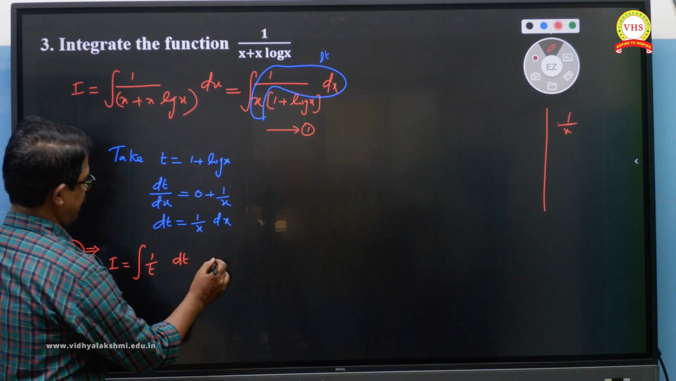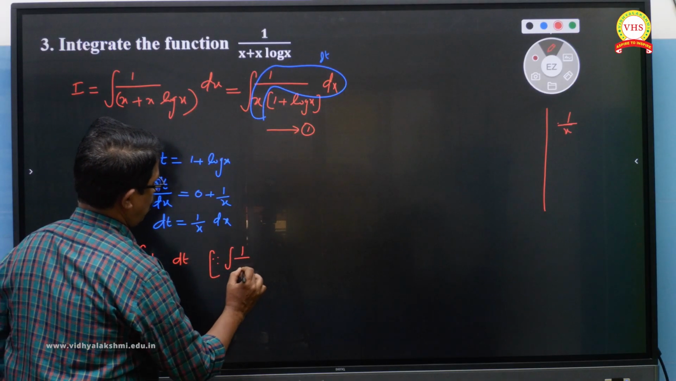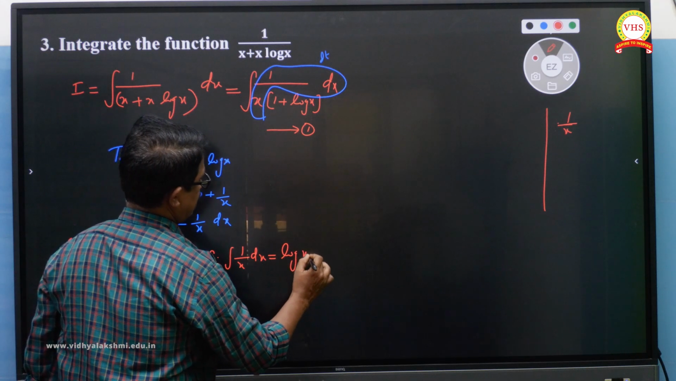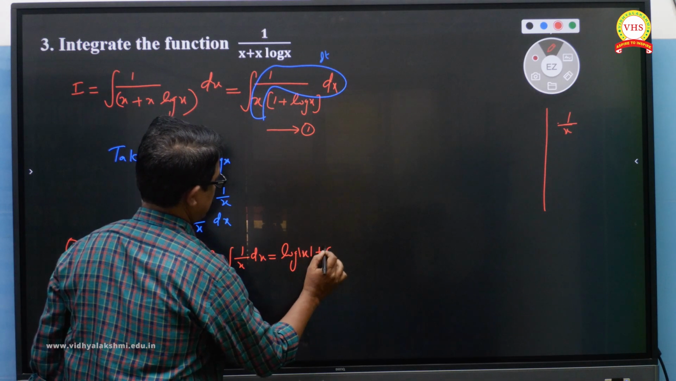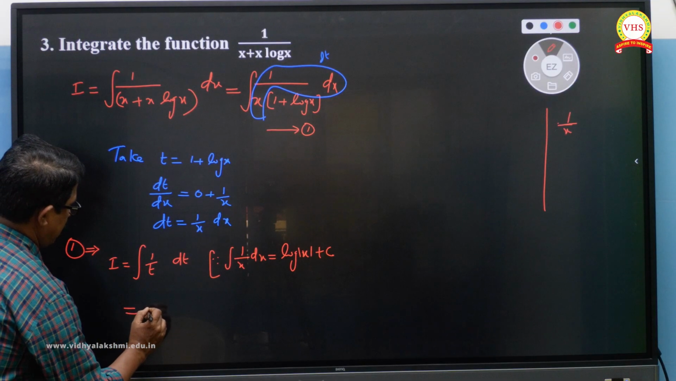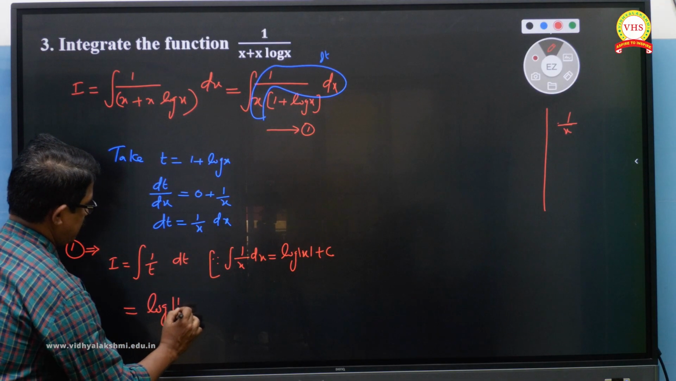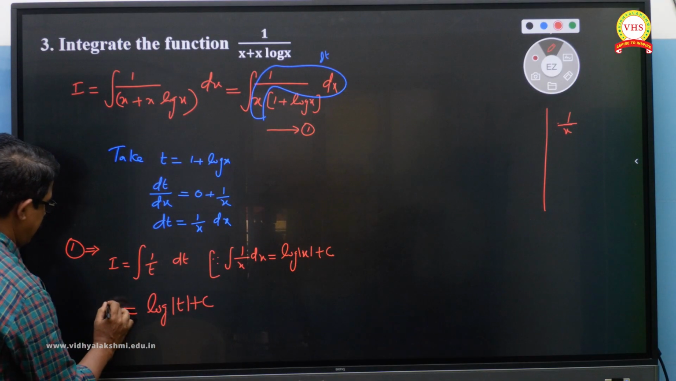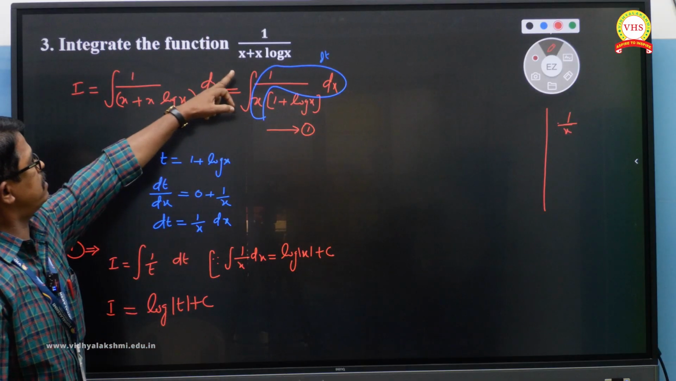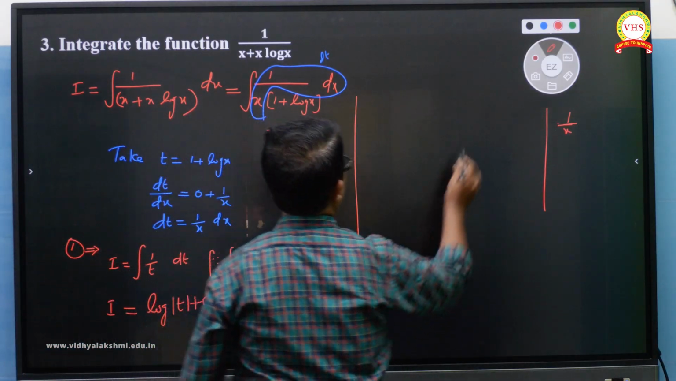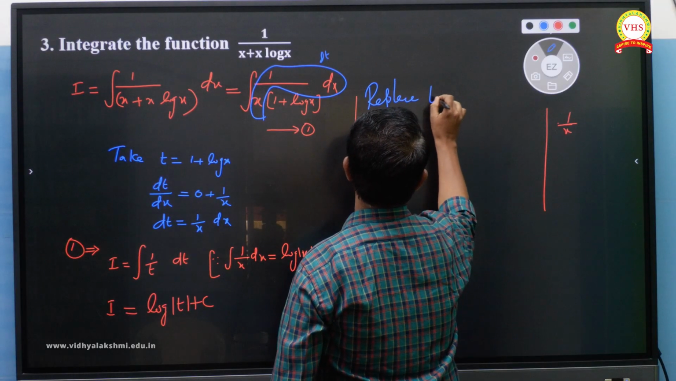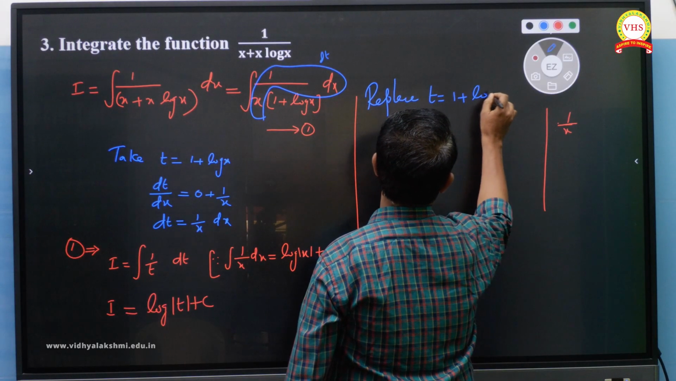Yes, finally we know the answer. The formula: integral 1 by x into dx is log x plus c. Here x equals t, with respect to t. What is the final answer? Then log modulus t plus c, that is I. So don't stop at terms of t, because the given sum is in terms of x. Now replace t equal to 1 plus log x.